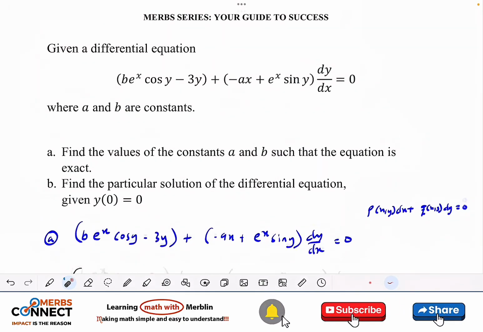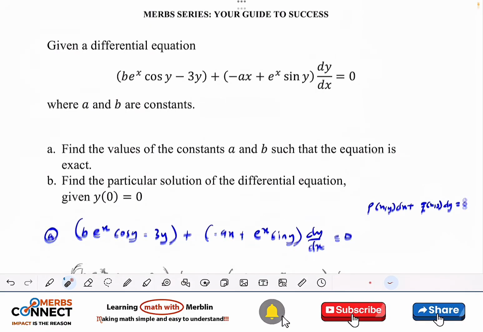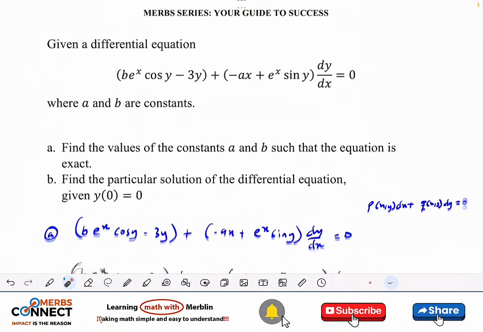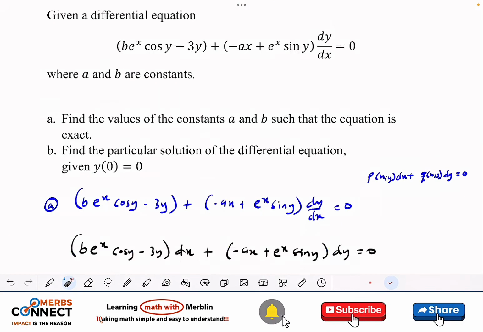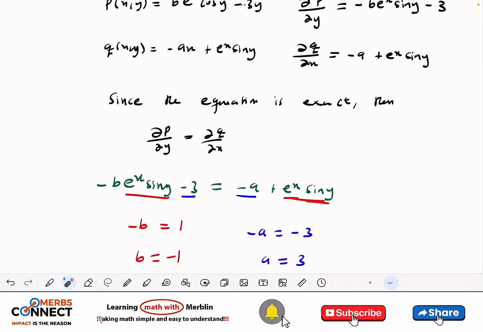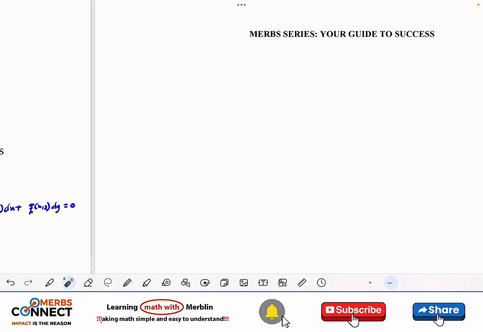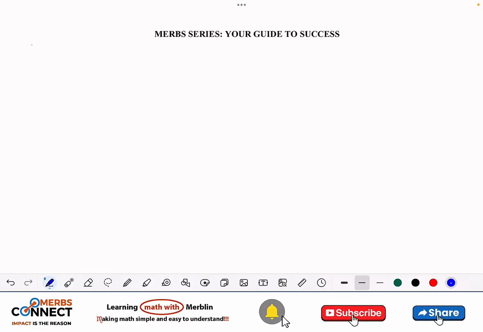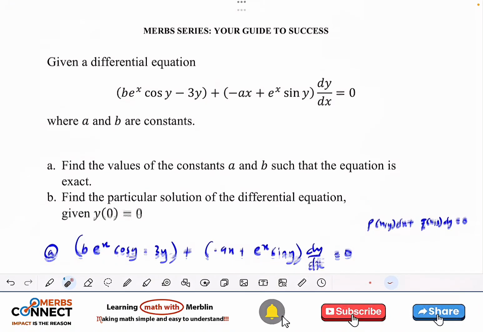Now question B is to find a particular solution of the differential equation. So as I said, since we want to find a particular solution, we need to find a general solution first. Since we know that the equation is exact, we can just go through the process and check it out. So let's look at B. We have b to be minus 1. So we just plug them in.